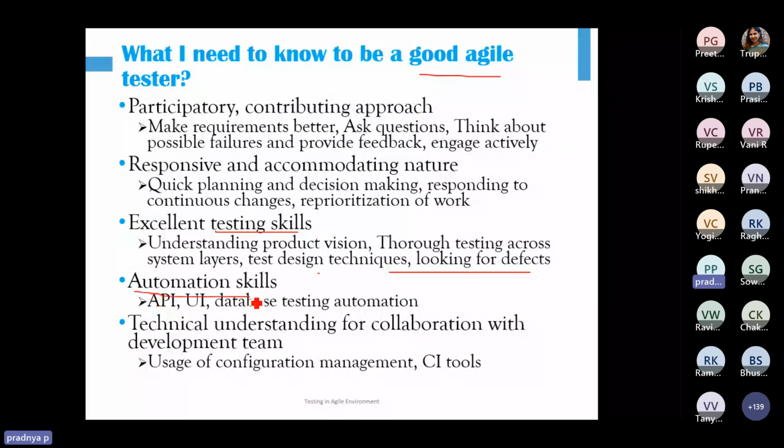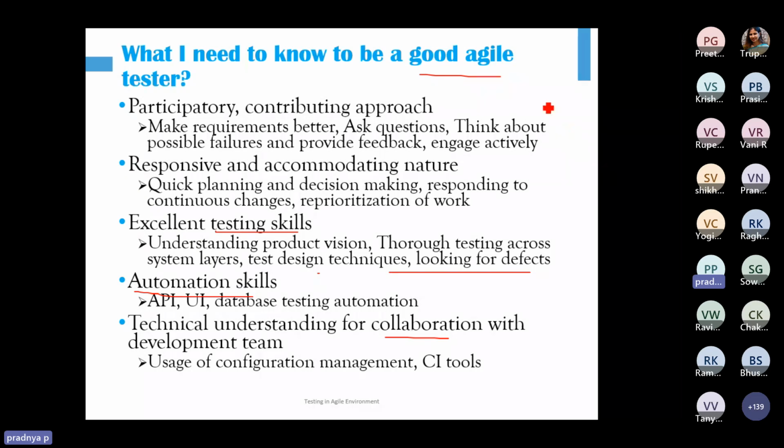Automation skills are kind of mandatory if I want to work in Agile, right? Using API, UI, database. Technical skills also are required because sometimes we are continuously working in collaboration with developers. So we need to understand what they are talking, right? Sometimes we need to execute unit test cases. We need to understand what they are tracking. We need to do a lot of configurations in tools. So technical skills are also kind of mandatory.